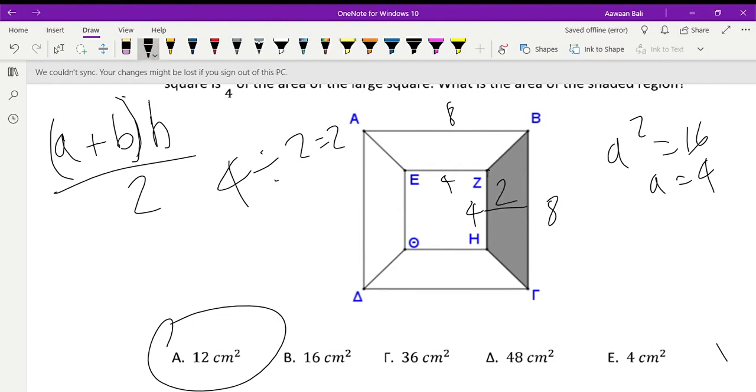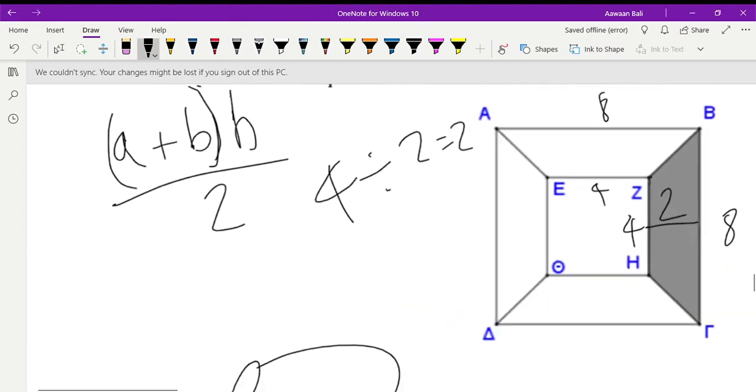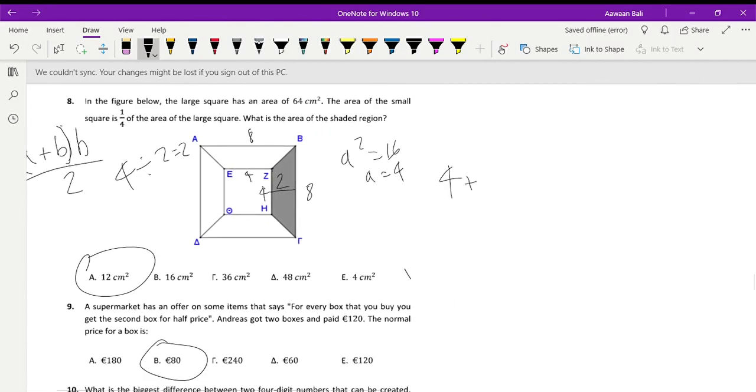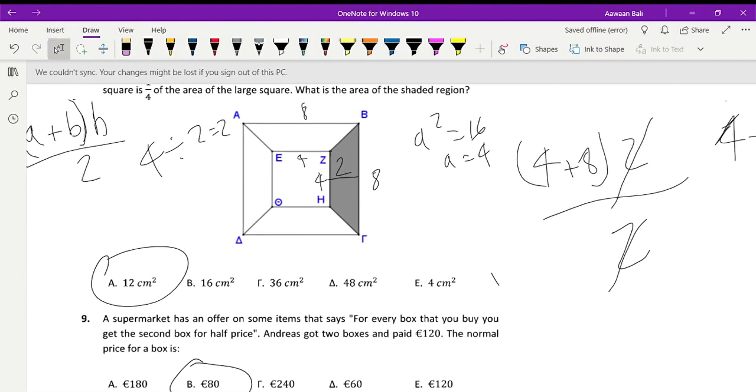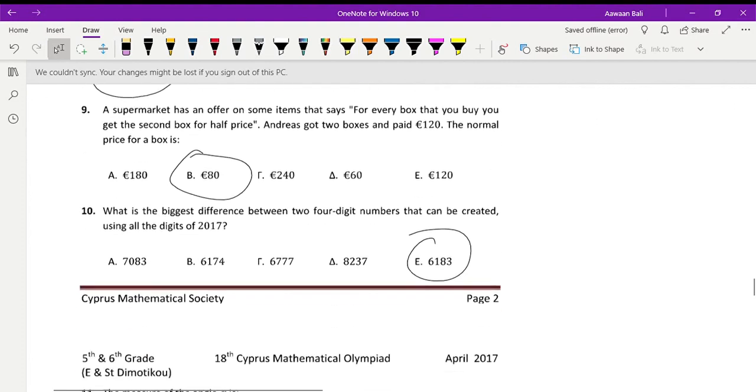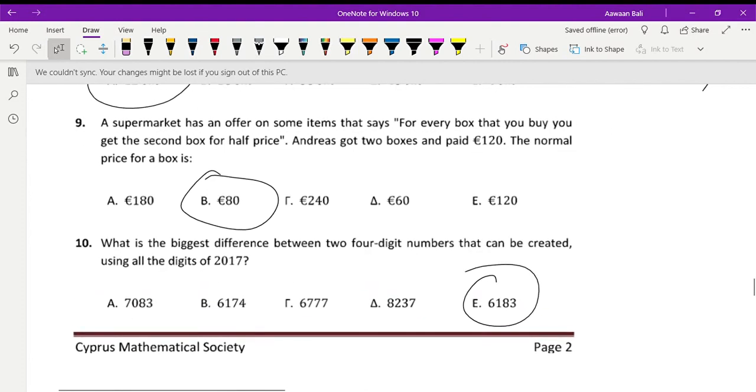Now we have to do the calculation. So we have 4 plus 8 multiplied by 2 divided by 2. It's lucky that we have 2, because then we can just cancel the 2 with the 2. Since multiplication and division cancel out, and then 4 plus 8 is 12, which means the answer is 12 centimeters squared, which is alpha.